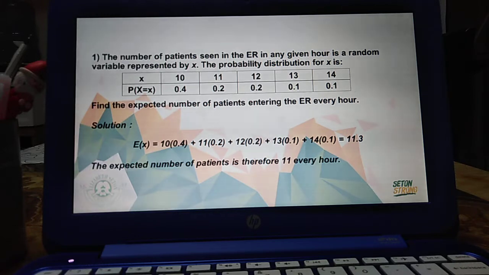So to solve for the expected value, all we needed to do was multiply. We get the sum of the product of the random variable with its probability, and then we now have the value of 11.3. So the final answer will be 11. The expected number of patients is therefore 11 every hour. We need to round off 11.3 to 11 because we're referring to the number of patients.